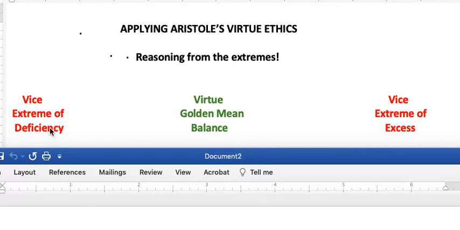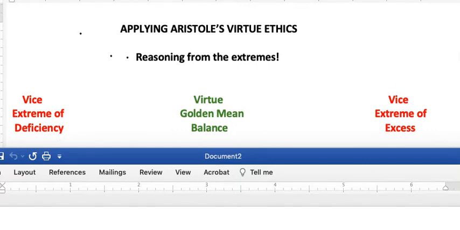So a deficiency is when you have too little of something that makes you virtuous. On the other side, we have something called a vice, of course. But in this sense, and here we are focusing on, or visualizing, presenting via this diagram, an extreme of excess. So that's when you have too much of something. Think of what the word excess means. Think about what the word deficiency means.